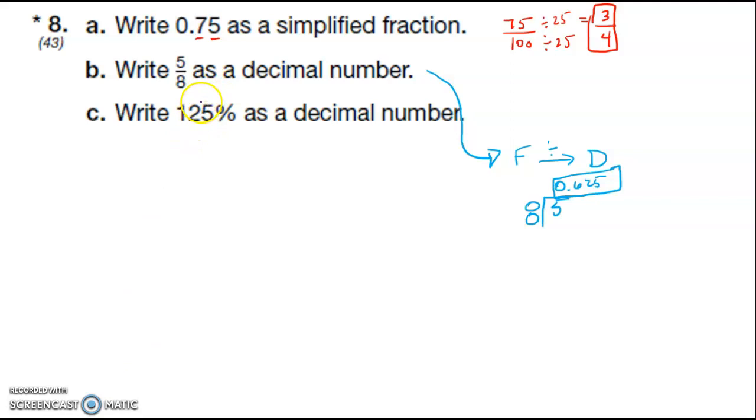And then lastly, I have 125% as a decimal number. So 125% is 125 per 100. And then I'm going to divide. So 100 goes into 125. And again, this is something that you'll want to do on your calculator, and you get 1.25 as your answer.